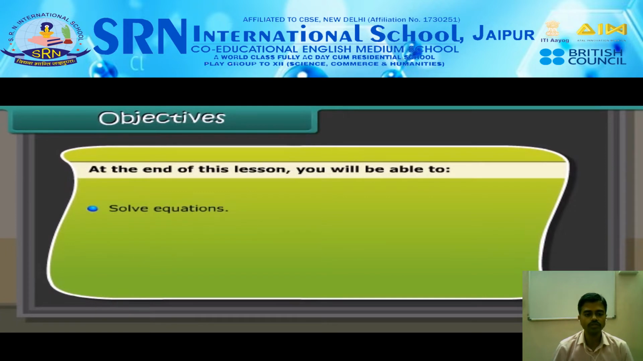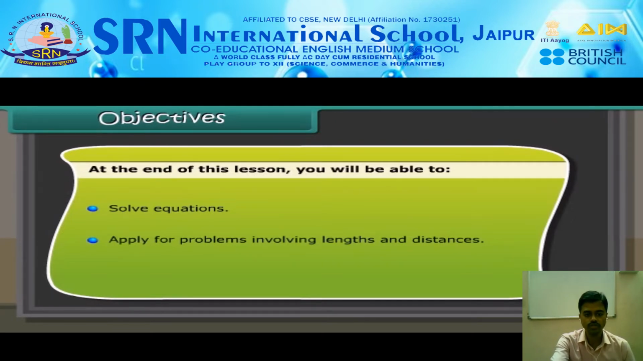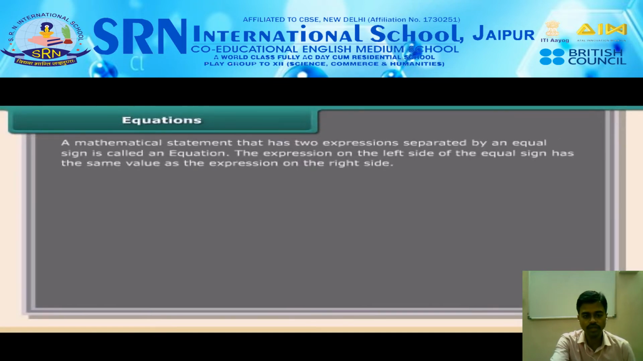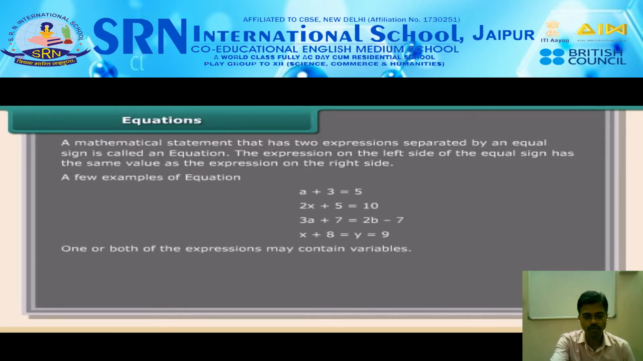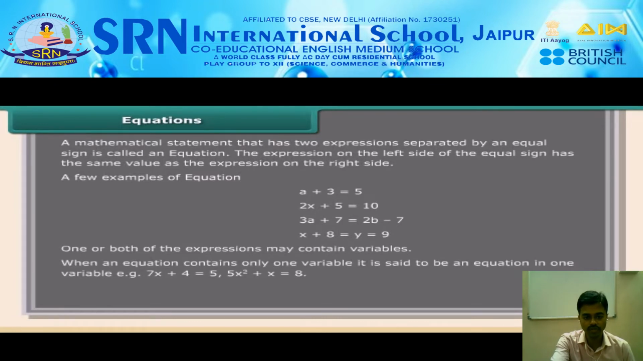A mathematical statement that has two expressions separated by an equal sign is called an equation. The expression on the left side of the equal sign has the same value as the expression on the right hand side. There are some examples, that is a + 3 = 5. LHS has the same value, that is 5, and RHS also has the same value 5, but here a is the variable. Similarly, we have different examples.